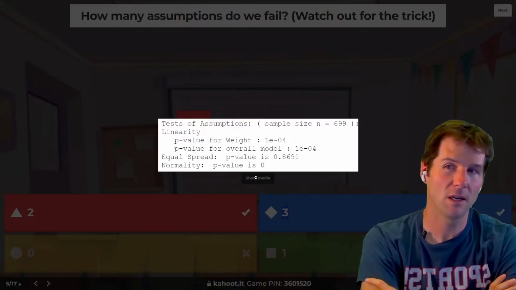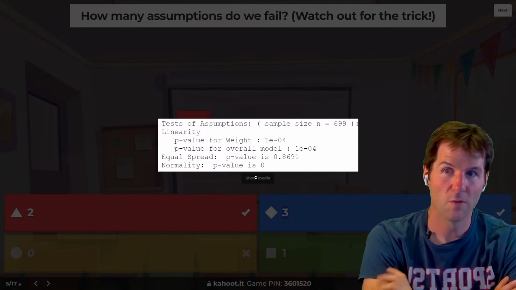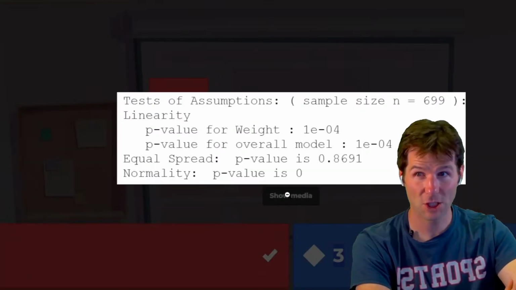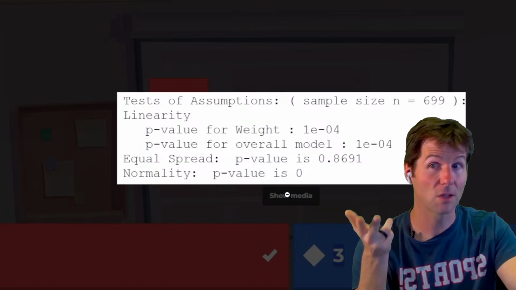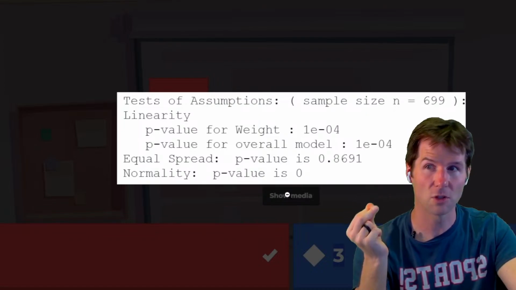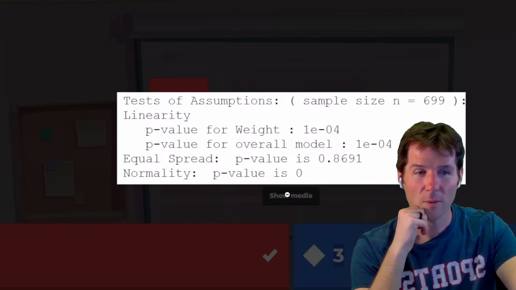You fail a condition when the p-value... So check regression, you fail a condition when what? You fail a condition in a check regression, not just p-values in general, but when you're doing a check regression to check the assumptions, where linearity is good, equal spread is good, normality is good.